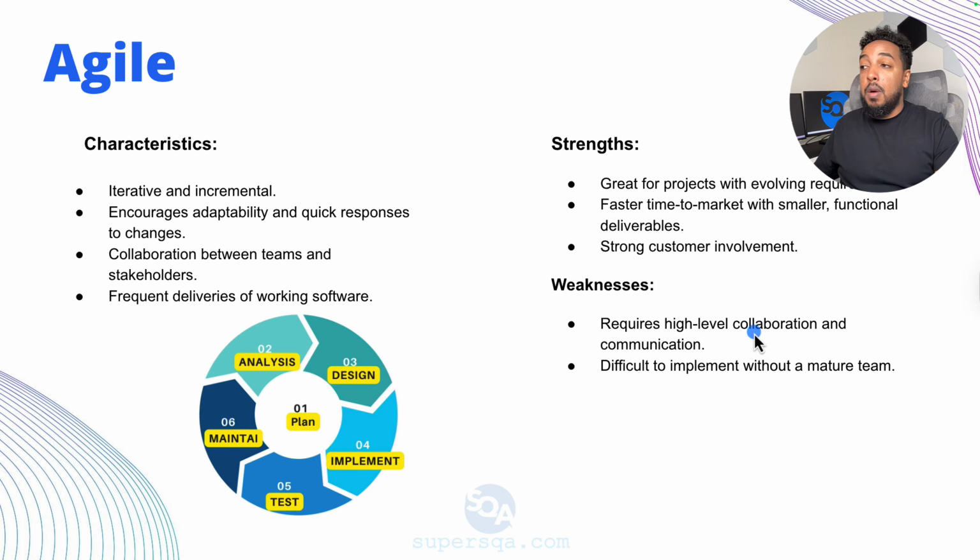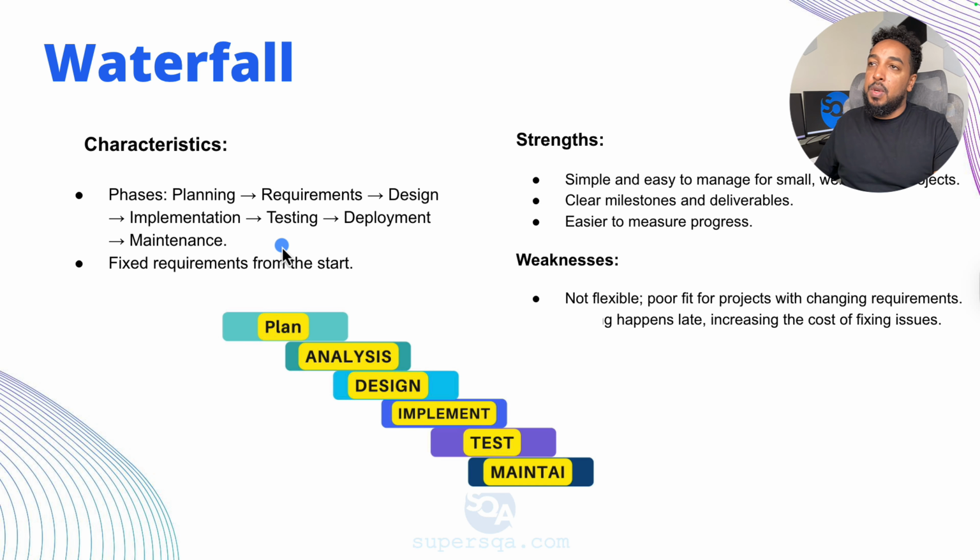It requires a high level of collaboration, that's the weakness, and it's difficult to implement without a mature team, right? If you have like 2 people working on this project, it's a little bit tough to be agile because you have to plan it, you have to make sure things are working, then you move on to the next phase. You can't be working on studying or analysis and writing the code at the same time. You don't have time. But when you have a big team, some people might be working on this part, other people might be working on that part in parallel. Okay, so they put that as a weakness.